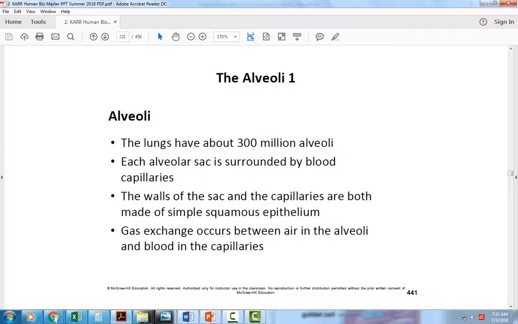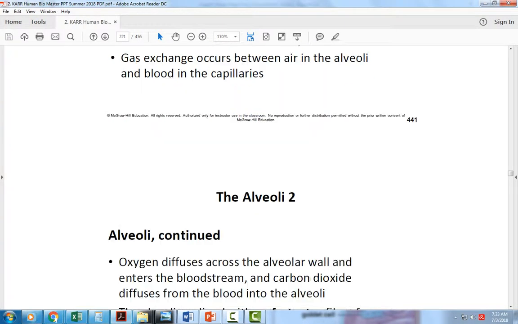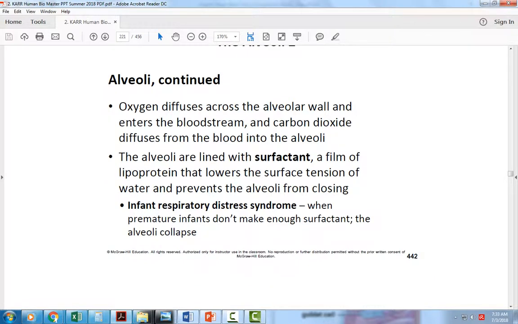This is the thinnest of the body tissues, and that allows for quick gas exchange. You wouldn't want to have thick cells for these oxygen and carbon dioxide molecules to cross, so having a very thin membrane with a large surface area is important for gas exchange. And that's the function of the alveoli, is gas exchange. So they're made up of the simple squamous epithelial cells. Oxygen is going to diffuse from the alveoli to the blood, and carbon dioxide goes from the blood to the alveoli because that's a waste gas.